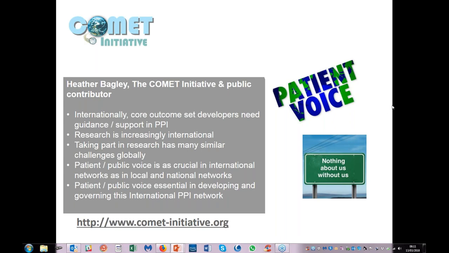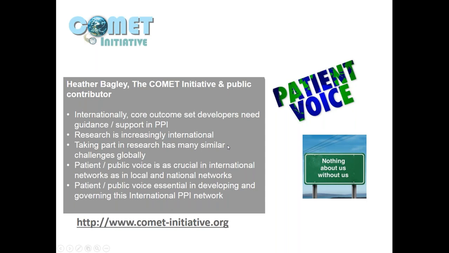And obviously research is increasingly international and taking part in research has many similar challenges globally, including within core outcome sets. And I believe that the patient and public voice is crucial in these international networks, as crucial as it is in local and national networks. So the patient and the public voice is essential in developing and governing this international PPI network. That's that from me, Richard. And there's also my website for COMET on there, if you wanted to see that. Lovely, Heather. Thank you for that.